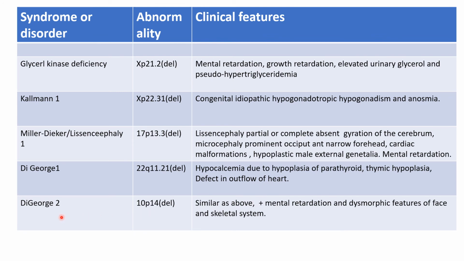DiGeorge 2 syndrome, where the defect is deletion in the short arm of chromosome 10 in region 1, band 4. Here, the clinical features are similar to DiGeorge 1 syndrome, but there is associated mental retardation and dysmorphic features of the face and skeletal system.